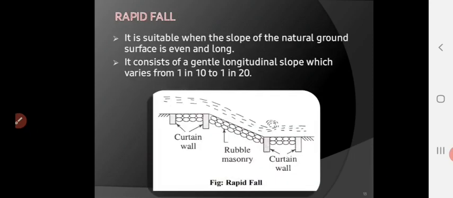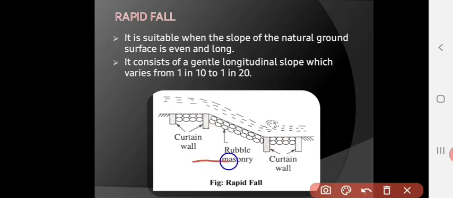Rapid fall, right? Rapid fall is suitable when the slope of the natural ground surface is even and long. It consists of a gentle longitudinal slope which varies from 1 in 10 to 1 in 20. So here, in case of rapid fall, the distance of this bed level is more. This is the upstream face and this is the downstream face and this distance is more. So in this case, the ogee fall is not suitable, right? For smooth passage, or for smoothening the slope, rapid fall is constructed, right?